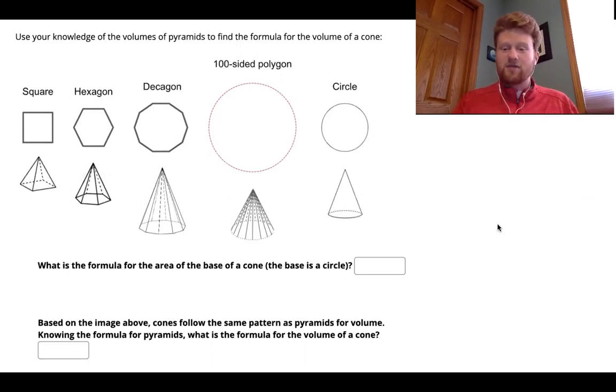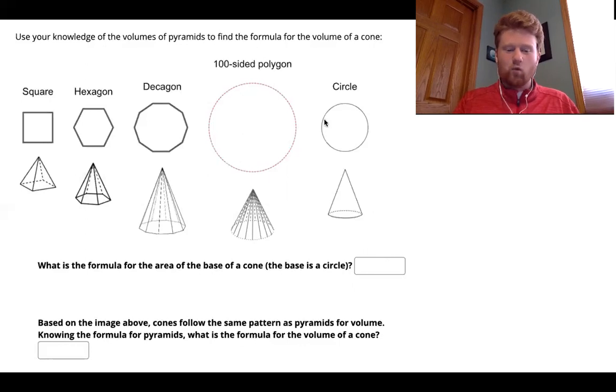So it turns out that cones actually follow the same pattern as pyramids, where a cone is 1/3 the volume of a cylinder with the same base and the same height. So for a cylinder, the formula would be the area of that base, which we'll get to in a second, the area of a circle, times the height.